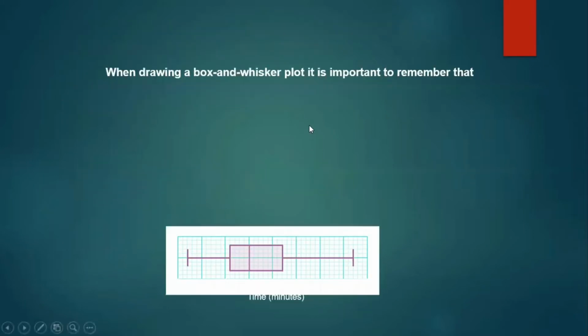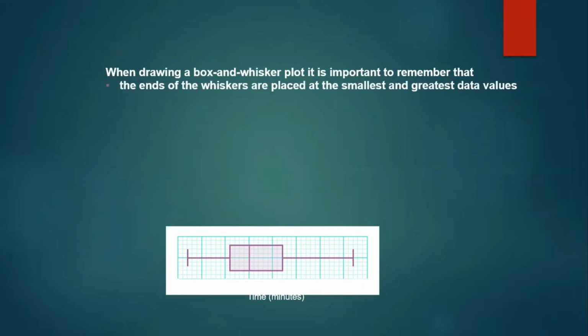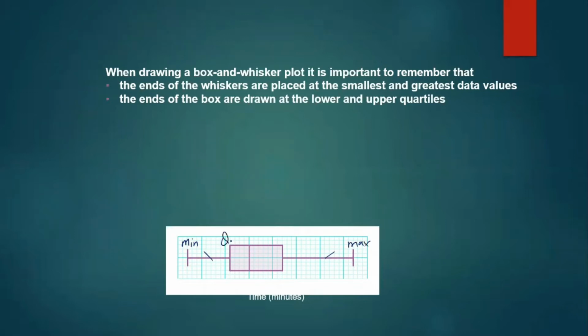While drawing the box and whisker plot, it is important to remember that the ends of the whiskers are placed at the smallest and the greatest values. So this is your minimum value and this is your maximum value, and these are your whiskers. The ends of the box are drawn at the lower and upper quartile. So this is your Q1, this is your Q3, and the line in between is your median, which is Q2.